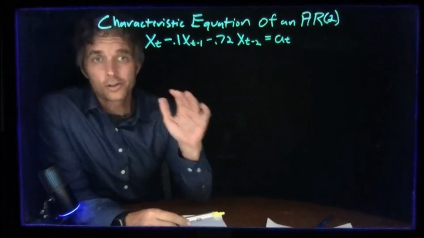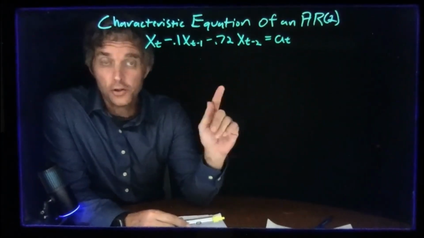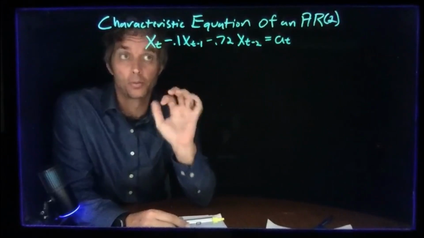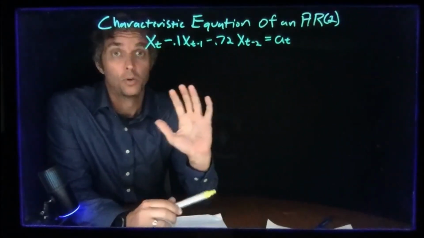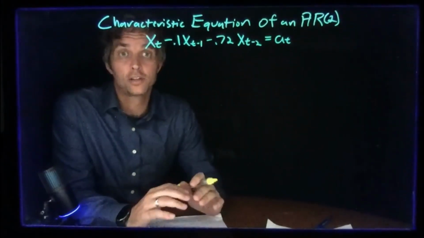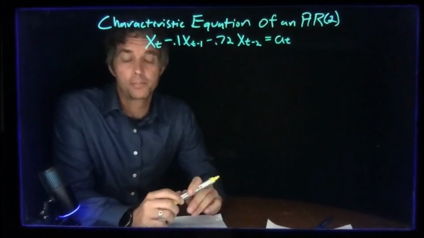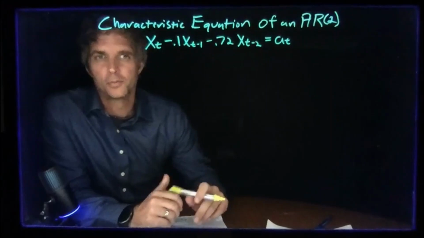Let's talk about the characteristic equation now of an AR2. And in addition, we'll talk about the roots of this characteristic equation and how they relate to stationarity. We'll also extend that here at the end and talk about the behaviors associated with that particular model and a little bit more at the end.